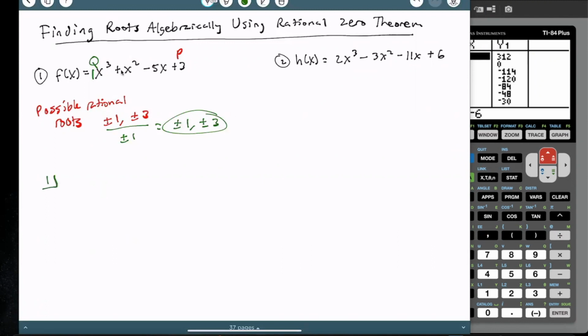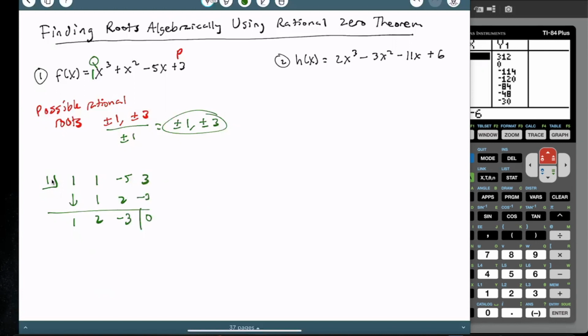So 1, -5, and 3 are my coefficients. So we could quickly check with synthetic if this is a factor. So we'll bring down the 1. Okay, so 1 times 1 is 1. 1 plus 1, 2. 1 times 2 is 2. So -5 plus 2 is a -3. 1 times -3 is -3. So in fact, we do get a remainder 0. So we're lucky on our first try.